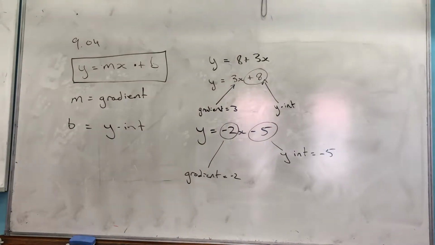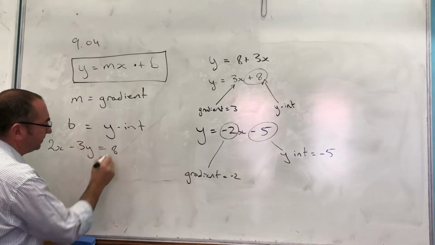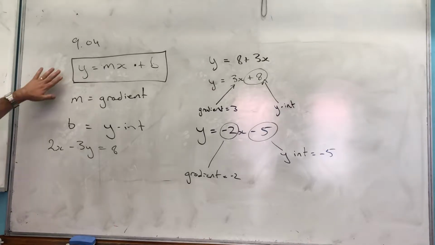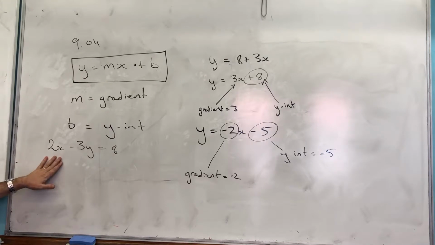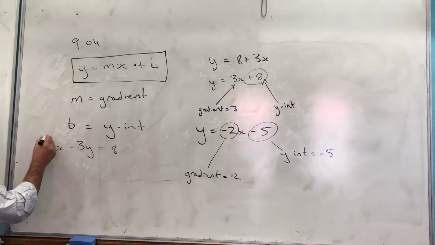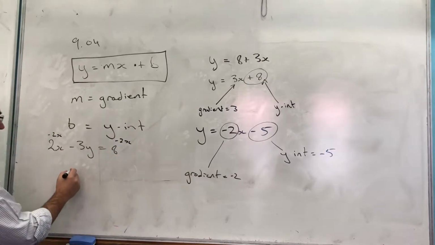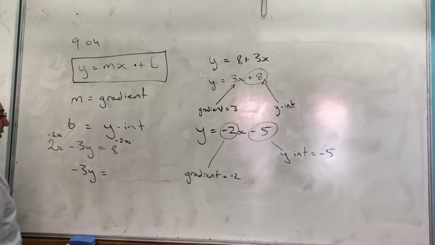All right, one last example. 2x minus 3y equals 8. Now this time we need to do some rearranging. You can see that the x value is on the left-hand side. We want to get it to the right-hand side, so that's what I'm going to do first: subtract 2x from both sides. So I get minus 3y equals 8 minus 2x.